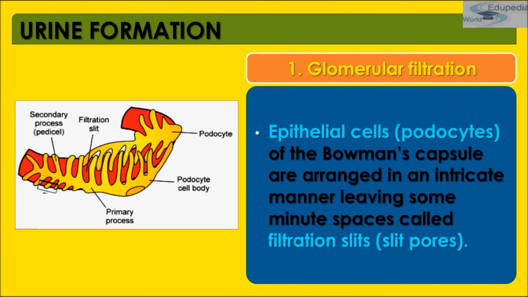Epithelial cells means podocytes. Podocytes are present in Bowman's capsule. The epithelial cells are arranged in an intricate manner that leaves some minute spaces which we call filtration slits. When the podocytes are arranged in an intricate manner, they leave minute pores, which are also called slit pores. This yellow one is the podocyte and this is the podocyte body.